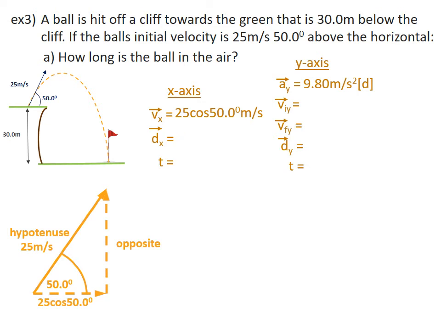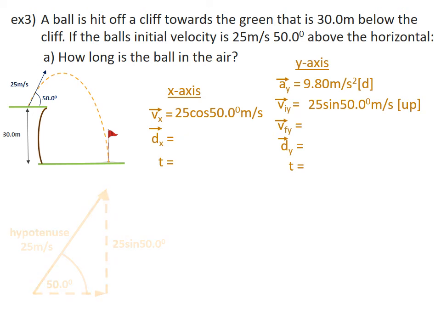The opposite side is the movement in the y-axis. That's how fast it was traveling in the y direction as soon as it was hit. And since it's the opposite side, its value is 25 sine 50. So in the y-axis for Viy, I'm going to write 25 sine 50 meters per second, and that is in the up direction.